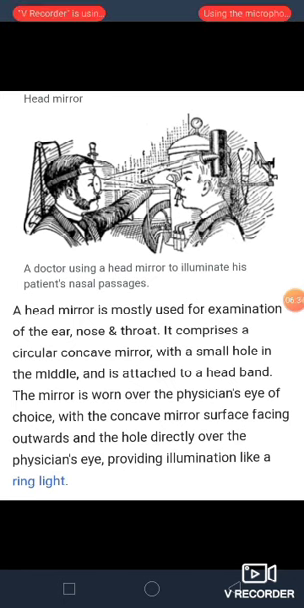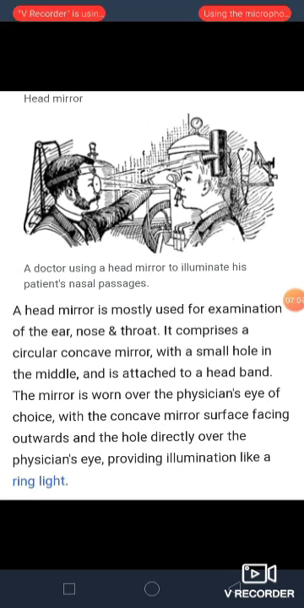A head mirror is mostly used for examination of the ear, nose, and throat, and it comprises a circular concave mirror with a small hole in the middle and is attached to a headband. The mirror is worn over the physician's eye of choice, with the concave mirror surface facing outwards and the hole directly over the physician's eye, providing illumination like a ring light.